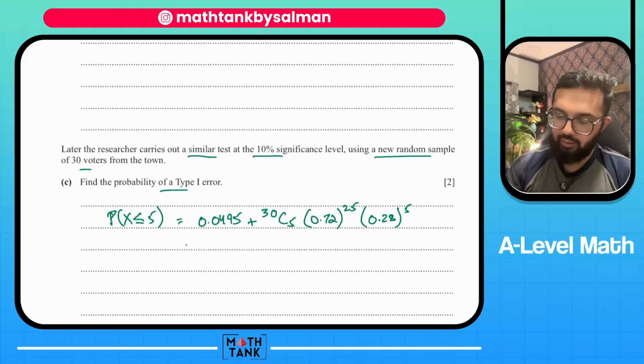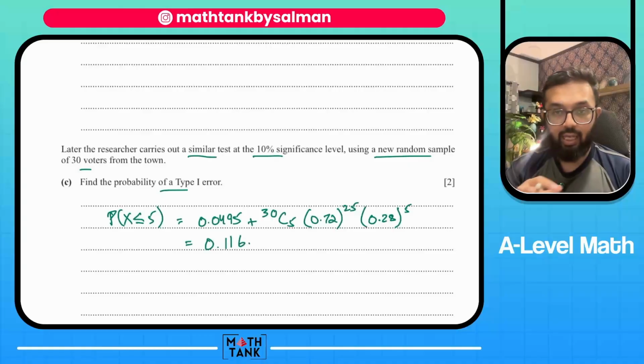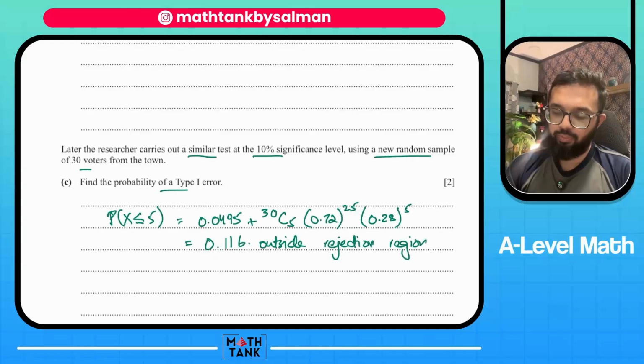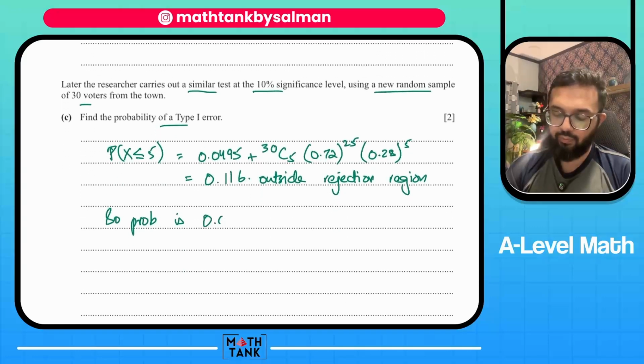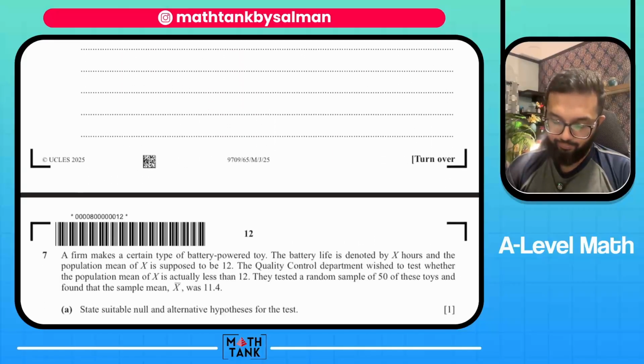So that gives me 0.116. I have gone beyond the rejection region, outside the rejection region. So the probability is actually the previous answer, 0.0495, because when I add the next term, it takes me outside the rejection region.